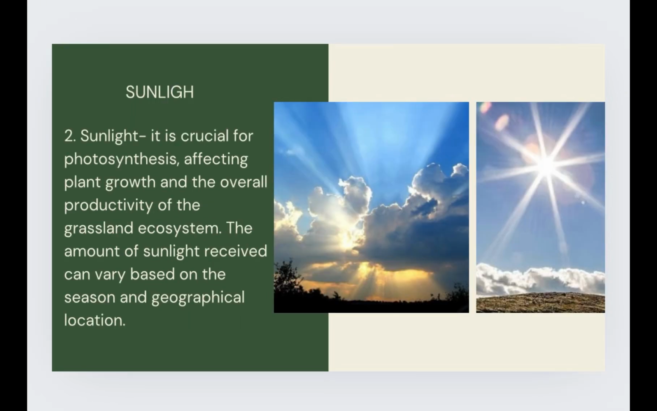Sunlight. Sunlight is crucial for photosynthesis, affecting plant growth and overall productivity of the grassland ecosystem. The amount of sunlight received can vary based on the season and geographical location. What is sunlight? Sunlight is essential for photosynthesis, the process by which plants, algae, and some bacteria convert light energy into chemical energy.